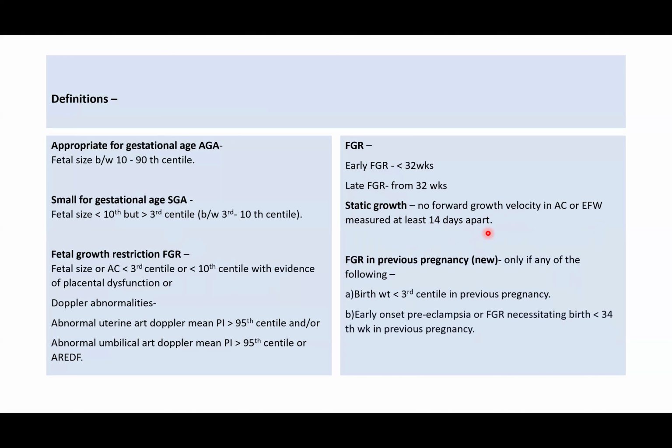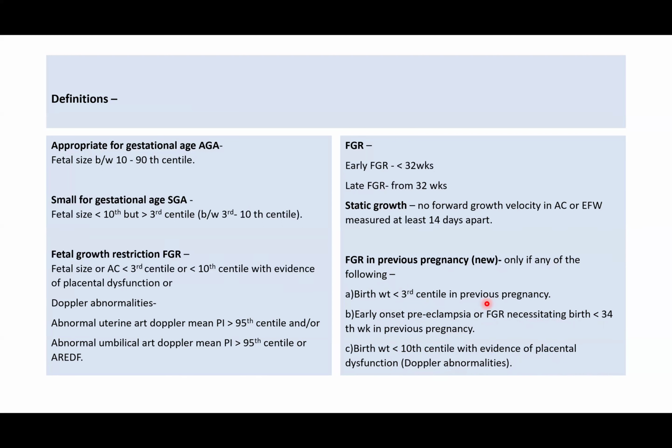Now, how to define FGR in previous pregnancy? So this is new in this guideline. And it is defined only if any of the following is present: birth weight less than 3rd centile in previous pregnancy, early onset preeclampsia or FGR necessitating birth at less than 34 weeks in previous pregnancy, or birth weight less than 10th centile with evidence of placental dysfunction, that is where there are Doppler abnormalities.